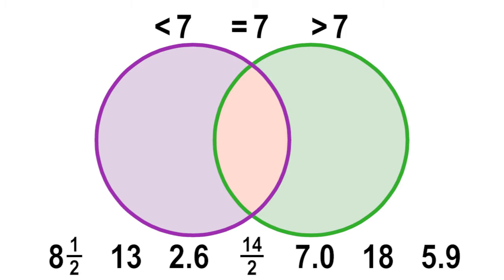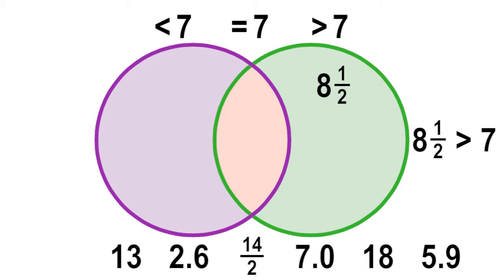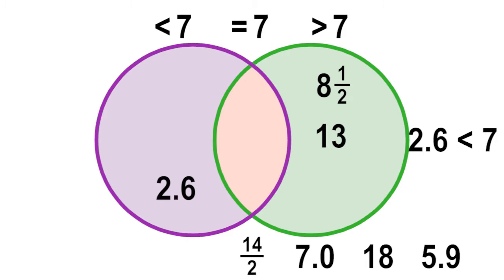This number is greater than 7 and would be placed in the far right green part of the Venn diagram. As an inequality, it would be written as 8 and 1/2 is greater than 7. The next value is 13. 13 is more than 7, so it can be said that 13 is greater than 7 and will be placed in the far right green circle. 2 and 6/10 is smaller than 7. As an inequality, it would be written as 2 and 6/10 is less than 7.